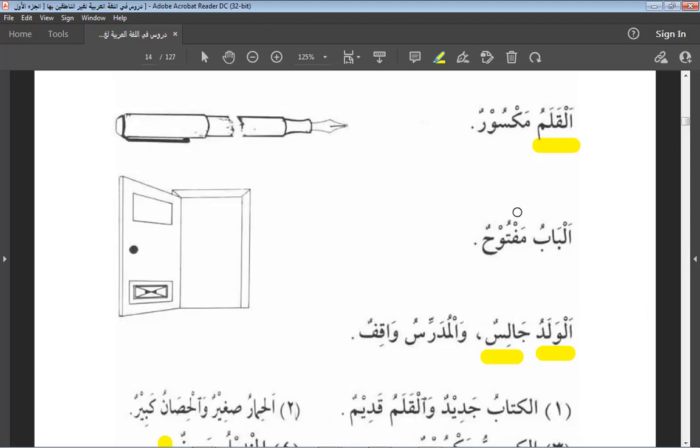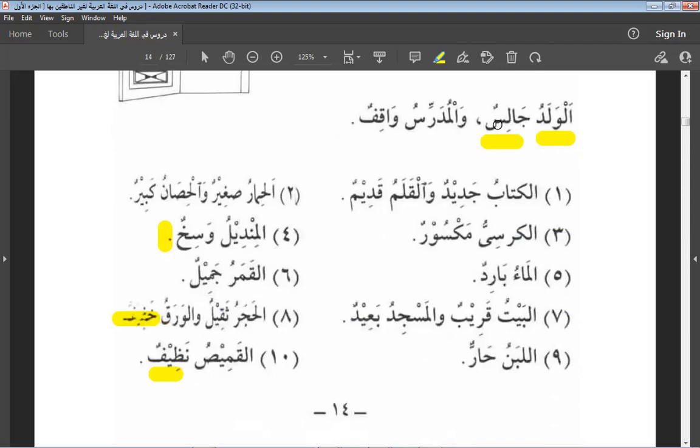Same way, al-babu maftuhun. If I give al-maftuhu alif al-lam, it becomes al-babu al-maftuhu. I've made al-maftuhu an adjective. So what happens is that it becomes the opened door. Another incomplete sentence, because we said the adjectival phrase is part of the incomplete sentences. And also, al-waladu jalisun. Just give jalis alif al-lam, it becomes an adjective because you've made it look just like al-waladu. If I say al-waladu al-jalisu, it becomes the sitting boy. Al-mudarrisu al-waqifu, the standing teacher.